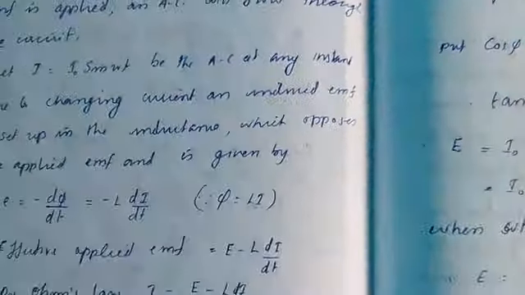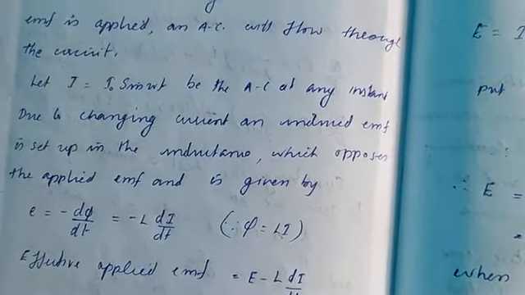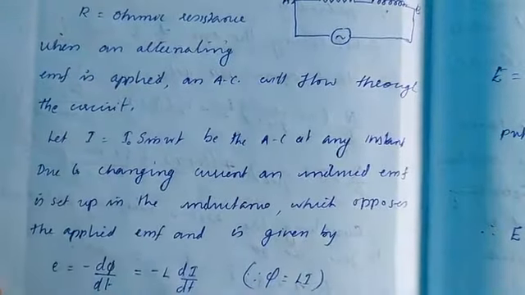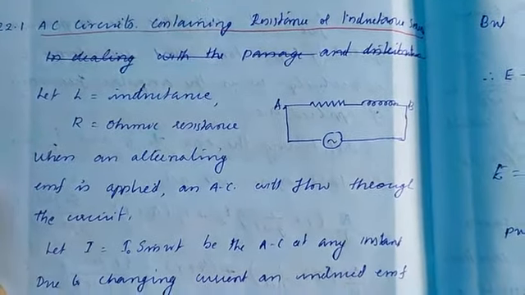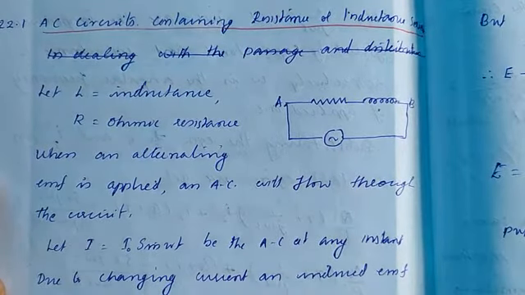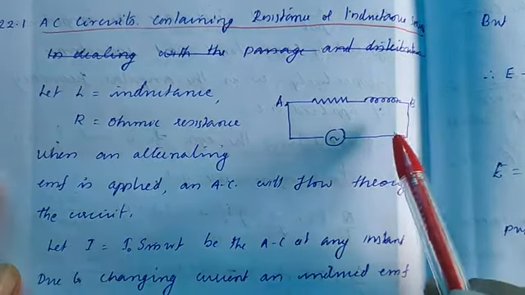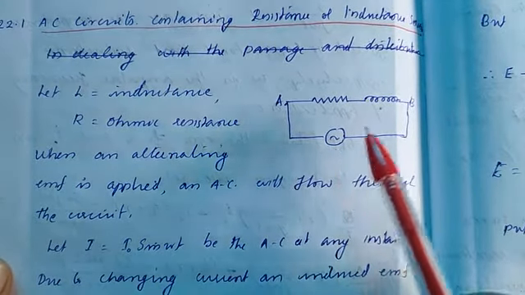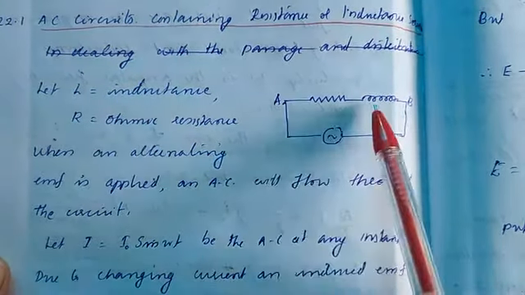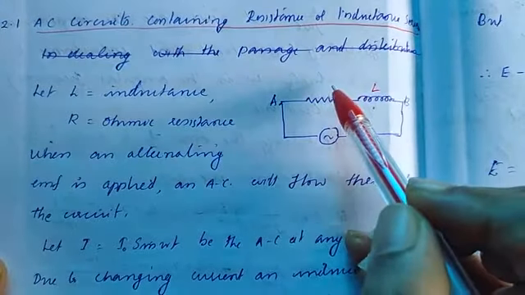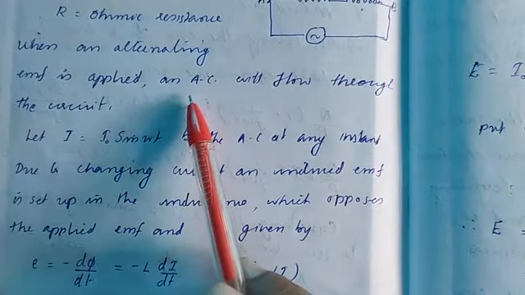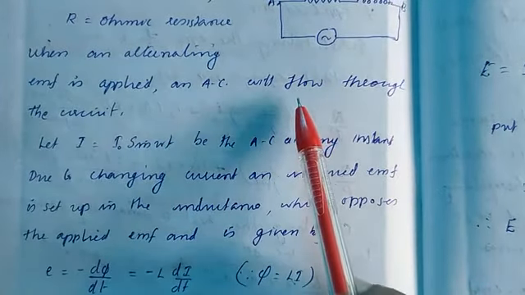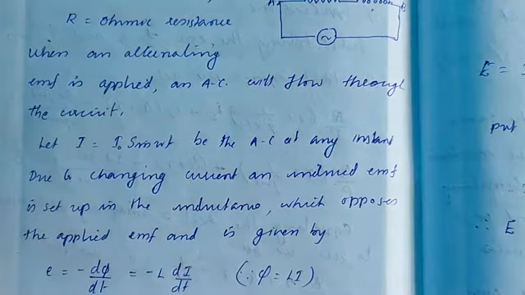So these are all about AC through a purely inductive circuit, or a circuit having inductance only. So we have seen the circuit having resistance and inductance separately. Now we will discuss a circuit containing resistance and inductance in series, to which an AC is applied. Here L represents the inductance and R represents the ohmic resistance. When an alternating EMF is applied, an AC will flow through the circuit.